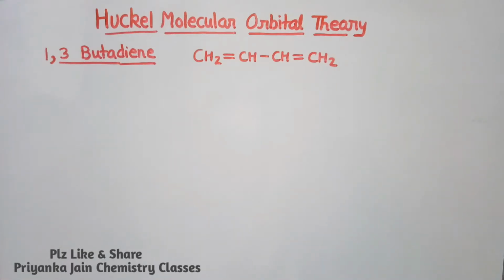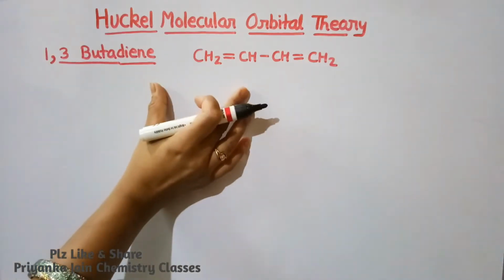In our previous lecture, we studied the Huckel's molecular orbital theory, and we discussed the problem based on the allyl system. We have seen different examples. Now we have to see some more examples and some more problems, and one of the important examples here is the 1,3-butadiene system. It is a linear polyene.